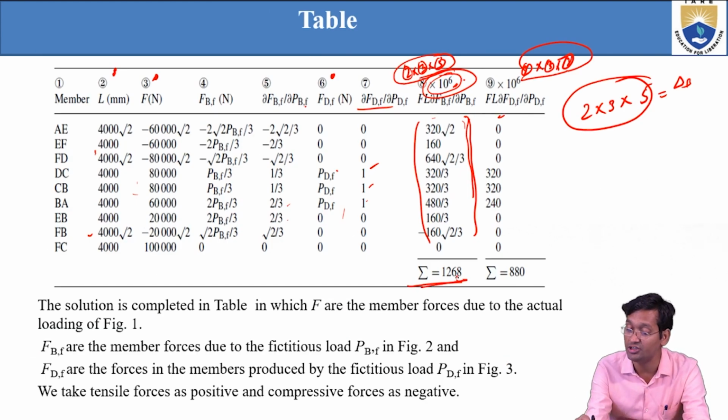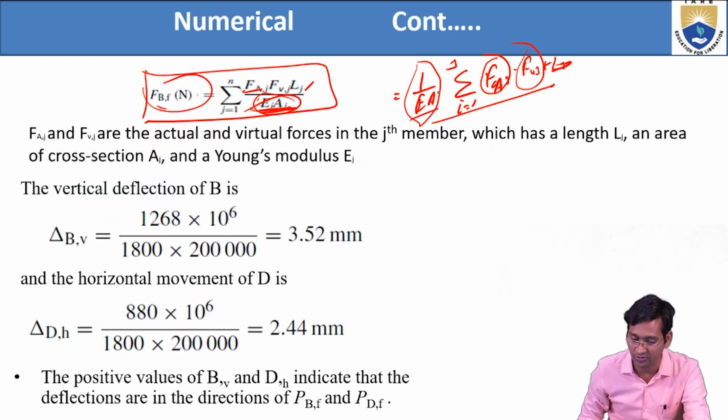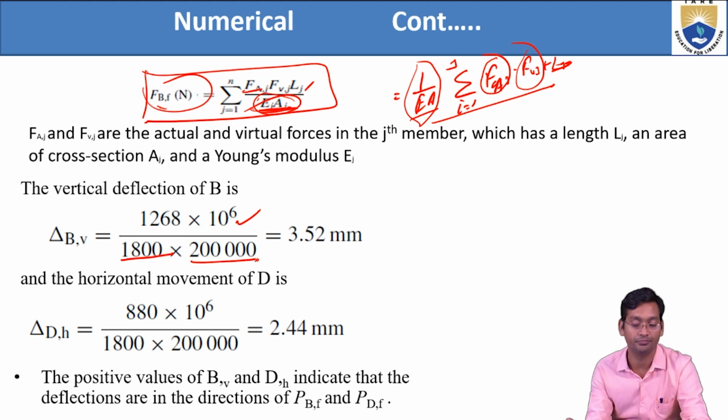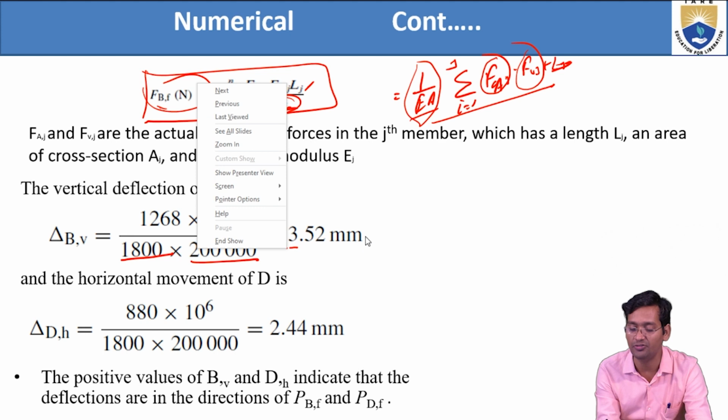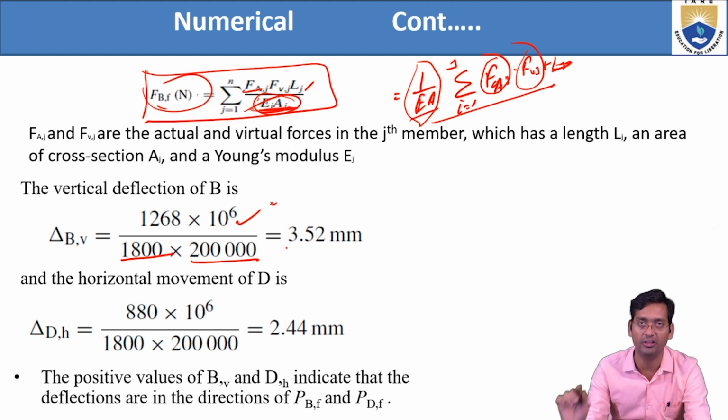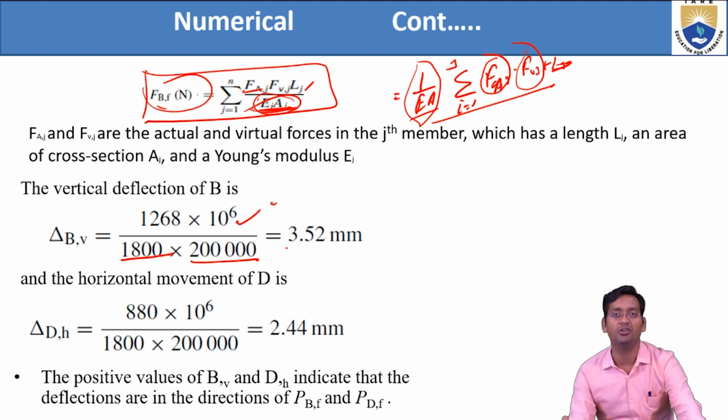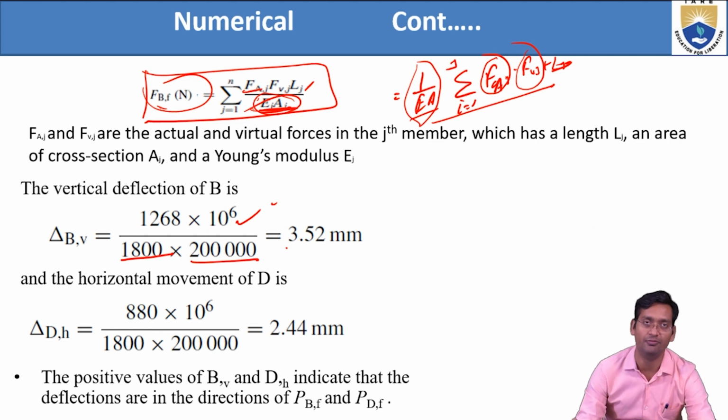So 1268 into 10 to the power 6 divided by A. So here delta B, that vertical, 1268 into 10 to the power 6. This is given A, this is E, right? So once you divide, you will get 3.52 mm. Once you simplify this one, you will get 3.52 mm. That is the vertical deflection at B as 3.52 mm.